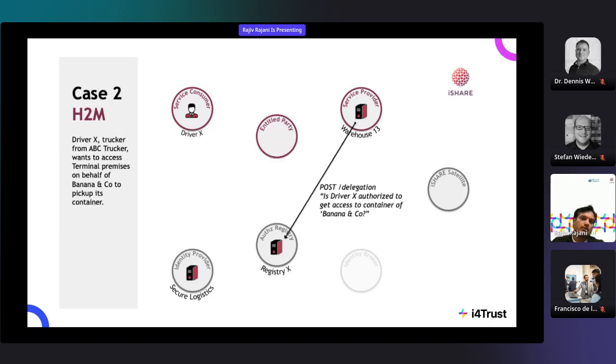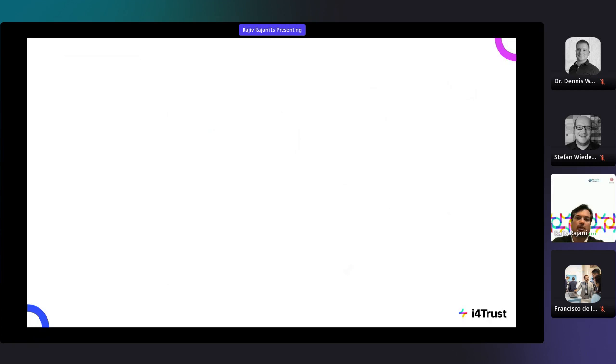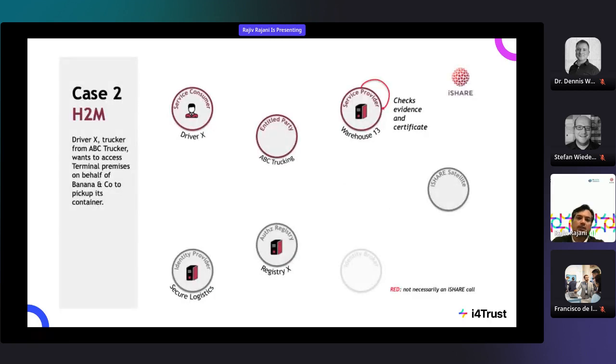Now, as I explained, is driver X authorized to get access to the container of Banana? Sorry, I'm going backwards. So the authorization registry sends the evidence back to the service provider, which is a signed version. And now the service provider needs to validate that and satisfy itself that it is indeed a valid authorization and use that to give access to the driver to the warehouse premises, right? Because it was able to identify and authenticate properly as well as authorize this trucker, it allowed access to the warehouse premises, all based on data that is already stored or via the means of authorization.